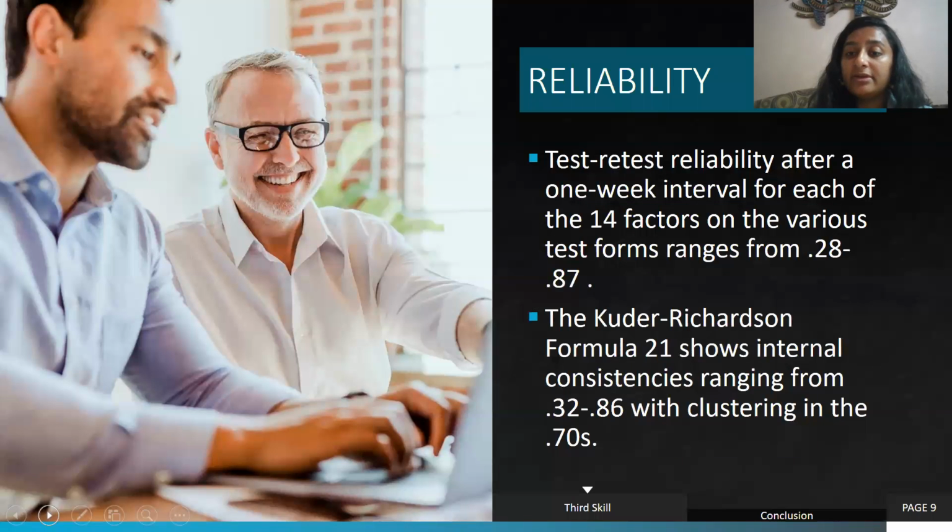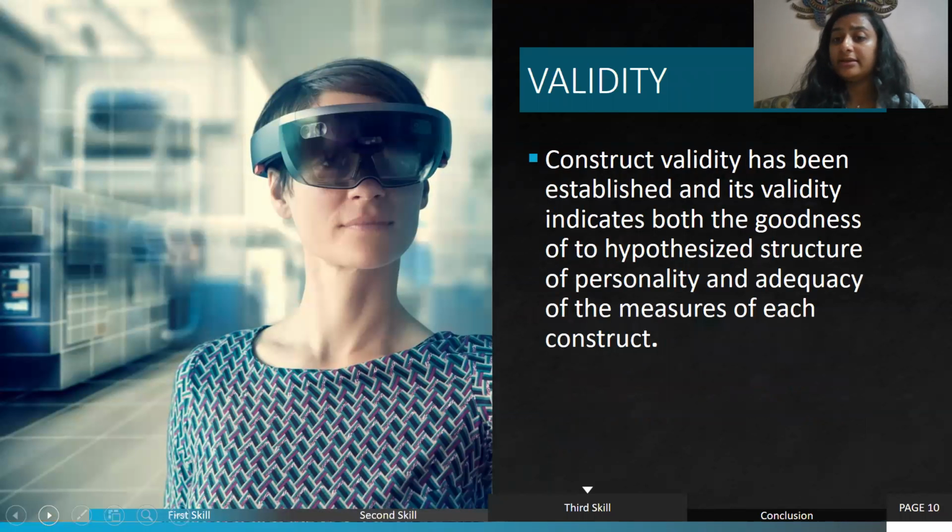Reliability. The test-retest reliability after a 1 week interval for each of the 14 factors on various tests ranges from 0.28 to 0.87. The Kuder-Richardson Formula 21 shows internal consistency ranging from 0.32 to 0.86, clustering around 0.70. Validity. The construct validity has been established, and its validity indicates both the goodness of the hypothesized structures of personality and the adequacy of the measure for each of the constructs.